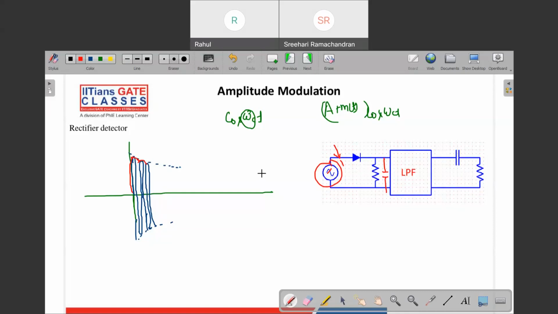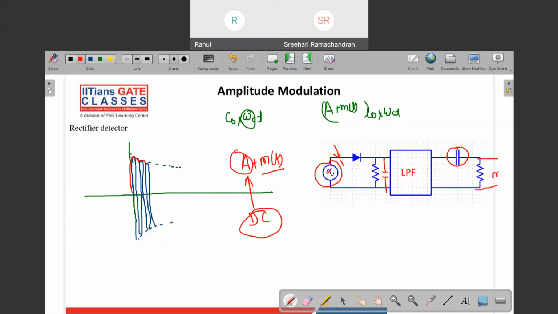Okay. Now once we get this envelope, it is A plus m(t). And we want to recover m(t), we want to remove this A. So we use this cap here. We know that a cap will block the DC, and this A is a DC signal. So what we do is pass it through the cap here.